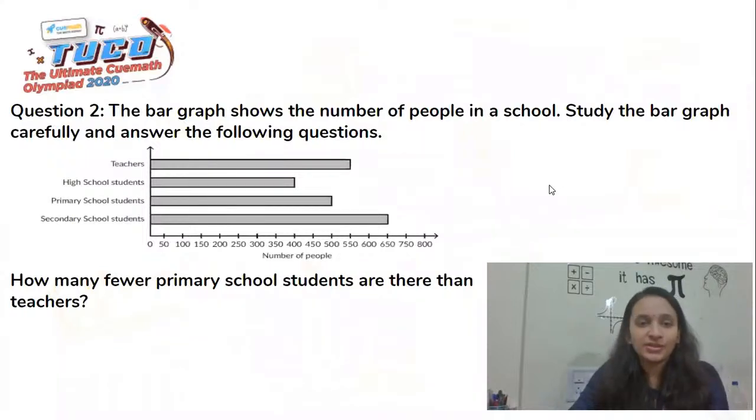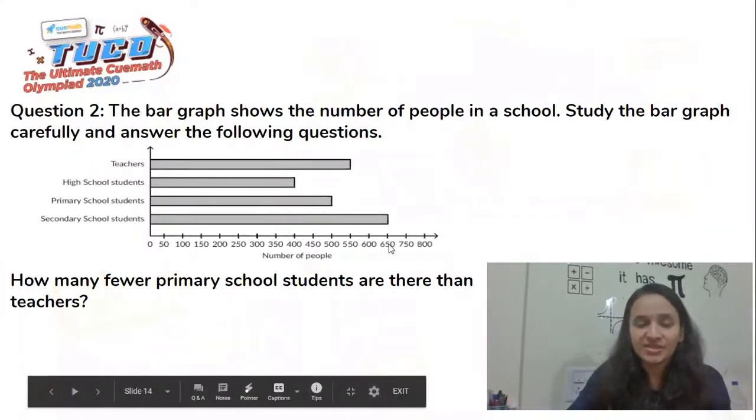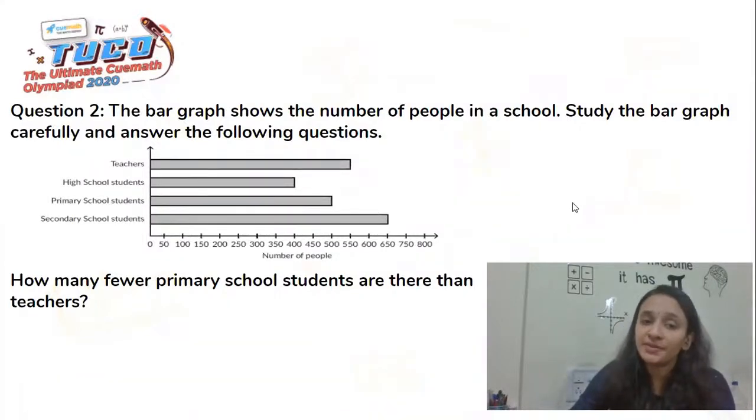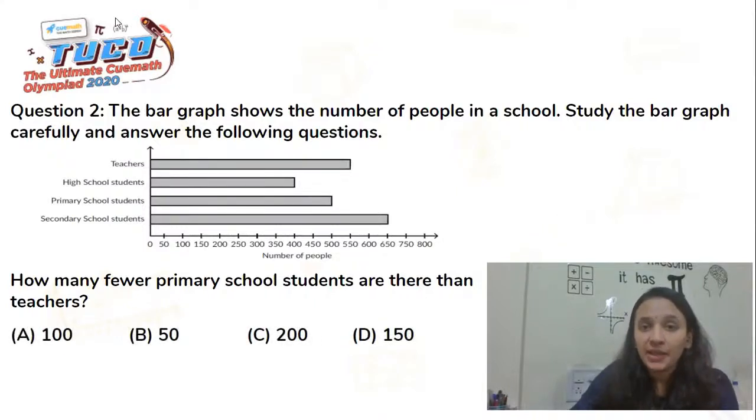Okay, it's the same question, but the bottom question has changed. It says, how many fewer primary school students are there than the teachers? So let's have the options first. Now we'll be solving it the same way as we had solved the previous question. We'll go to the primary school students, we'll drop the perpendicular. We already had found out that the number of primary school students are 500. Now the next thing that we do is we go to the teachers. So teachers is the top bar. We drop a perpendicular. So it is to be a straight line.